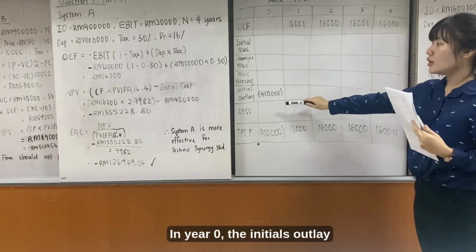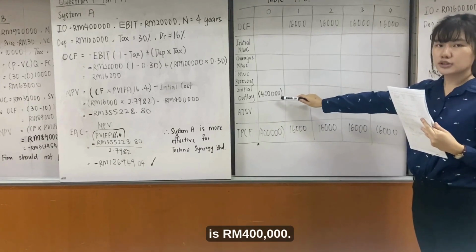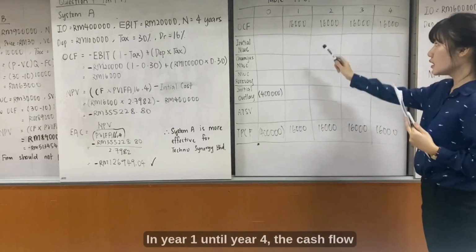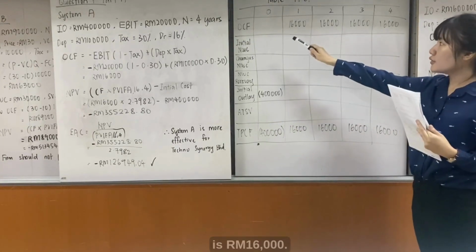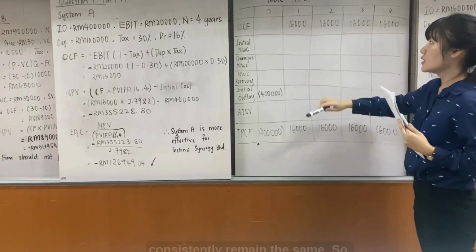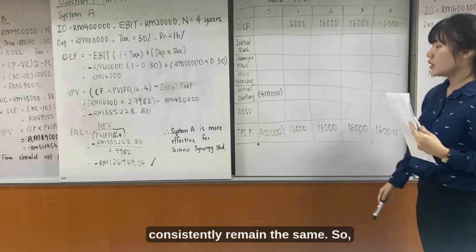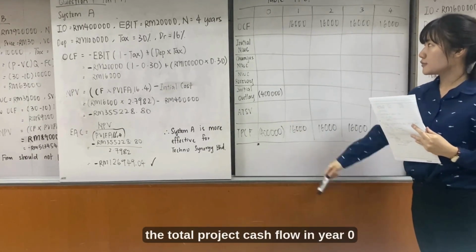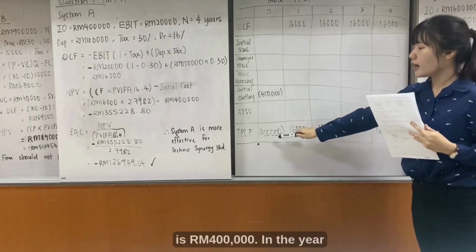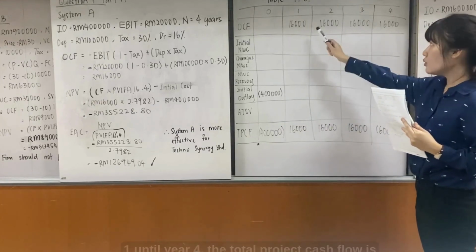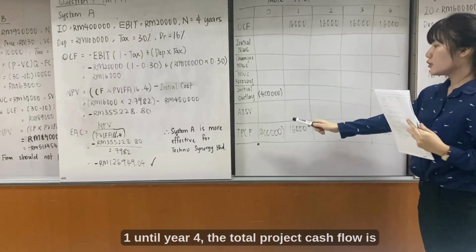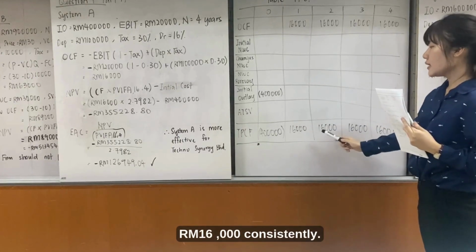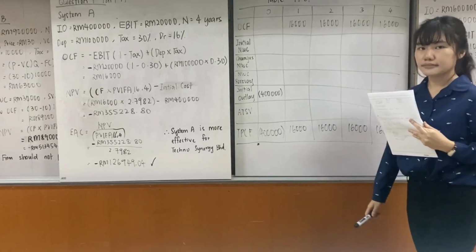In year 0, the initial outlay is 400,000. In year 1 until year 4, the cash flow is 16,000, consistently remaining the same. So, the total project cash flow in year 0 is 400,000, and in year 1 until year 4, the total project cash flow is 16,000 consistently.